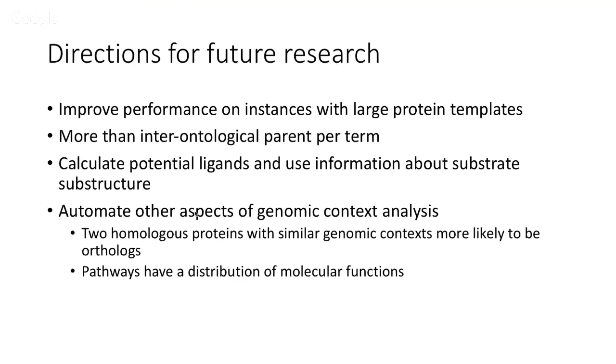So there are directions for future research that are really cool. One thing that is kind of obvious is to continue this idea of automating genomic context analysis. One thing we could do is incorporate substrate substructure information and similarity and docking experiments as evidence. We can also automate other aspects of genomic context analysis, like when two homologous proteins with similar genomic context are more likely to be orthologs and have the same function, as opposed to a protein that has a completely different context. But none of that is currently handled in the model.